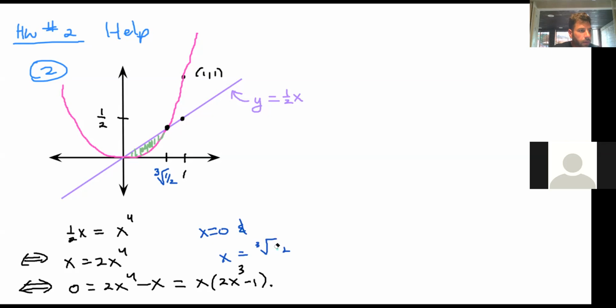So if you don't get this part figured out, then you can't solve the problem correctly. So it's important that you understand how I got this. Does anybody have a question? So this is a little bit of a tricky problem. It's not just plug and chug.